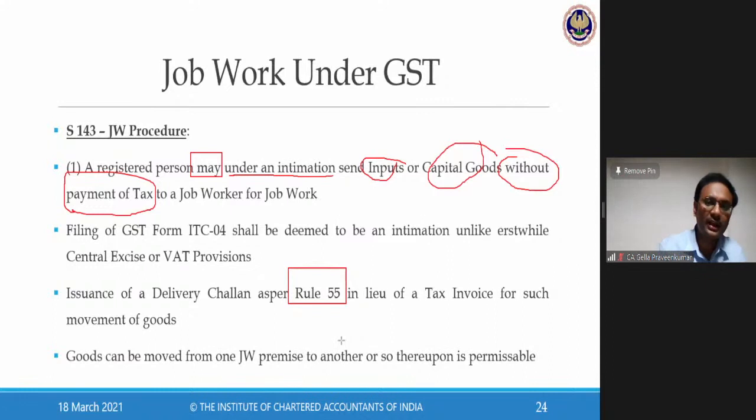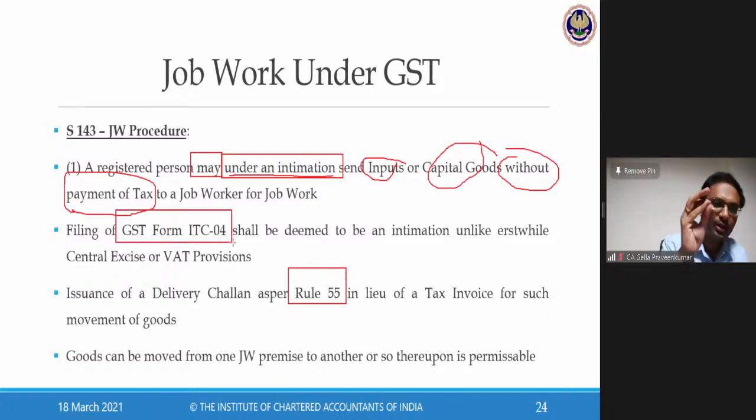Now, there is something called under an intimation. Now, this intimation is nothing but filing of periodical returns. As of now, quarterly returns called Form ITC 04. Now, the GST department says, look, you file your quarterly return called ITC 04. This is a deemed interpretation that you have intimated to the department. Now, sir, why this language? Why intimation?